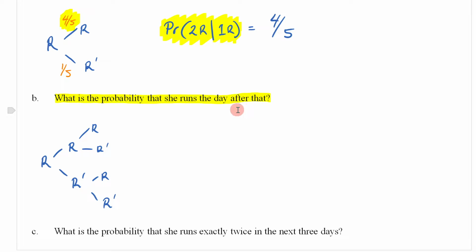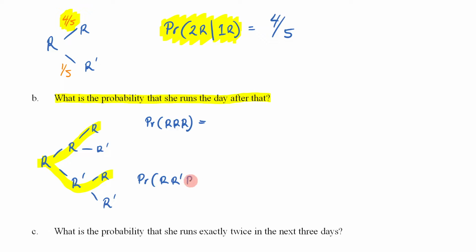Now, the probability that she runs the day after that, so on the third day, well, what's that going to be? I want to consider this branch, and I want to consider that branch. That's what I want to consider here. So that means what I want to do is figure out the probability of R, so that's she runs on all 3 days, or the probability that she runs the first day, but not the second day, but then runs on the third day. As you can see, the day after that is this day right here, and there are obviously two different ways she could run on the third day.